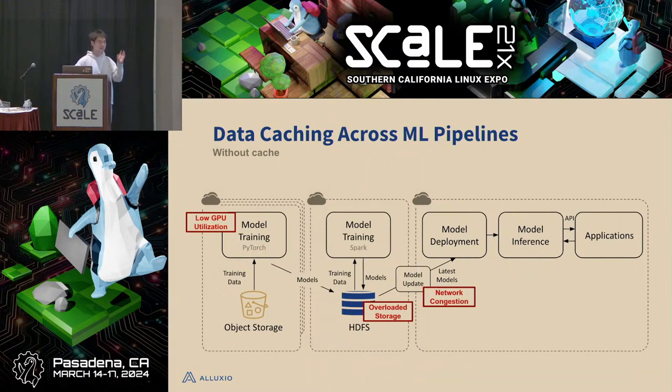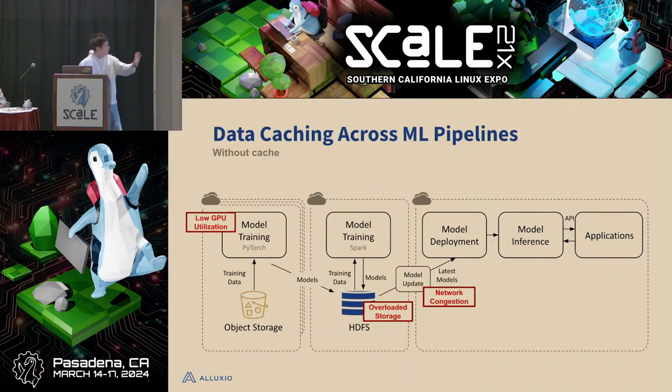Generally, they have two different model training clusters. One model training cluster mainly runs the PyTorch jobs, and the PyTorch jobs fetch the training data from the object storage. And they also have another training cluster, and that training cluster runs Spark jobs. From the Spark jobs, they get the training data from HDFS. And both of those two types of training jobs, PyTorch jobs and Spark jobs, write their models back to HDFS. So that's about the model training.